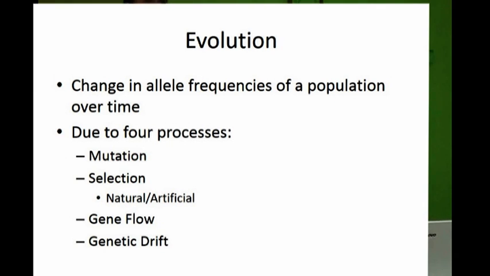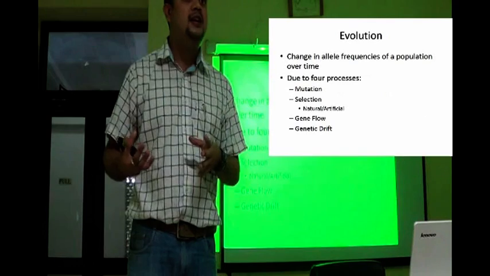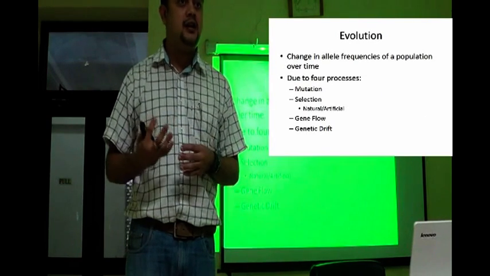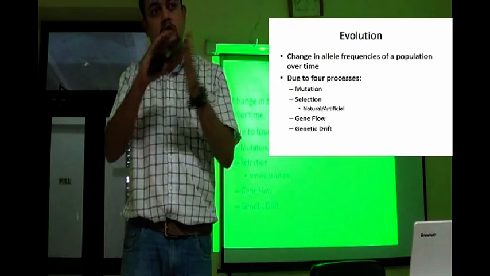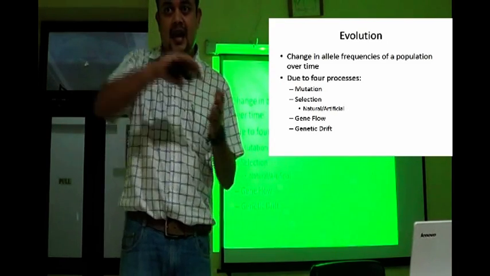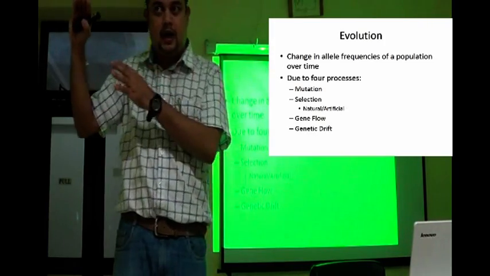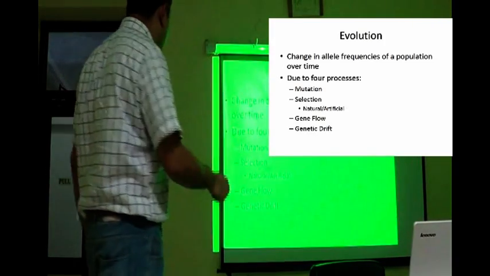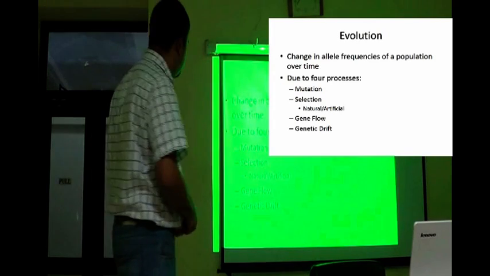So how are these frequencies changing? Some alleles are increasing in frequency and being fixed, while some genes, normally deleterious genes or genes without any selective advantages, are being thrown away from the population. Some advantages are selected. That is what we call positive selection. So that is what it is: change in allele frequencies of a population over time.